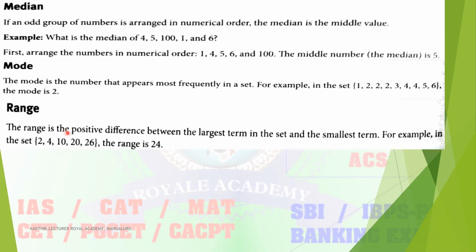In that set, range is nothing but, if the number set is not in order, first write it in ascending order, then last digit minus first digit is the range. So in that set the last number is 26 and the first number is 2, so the difference is 26 minus 2. Range is 24.